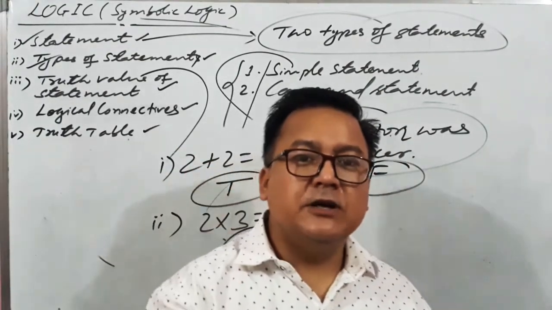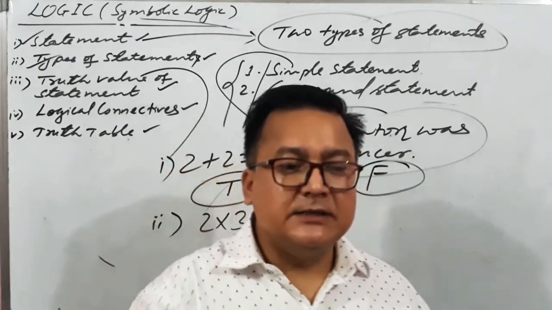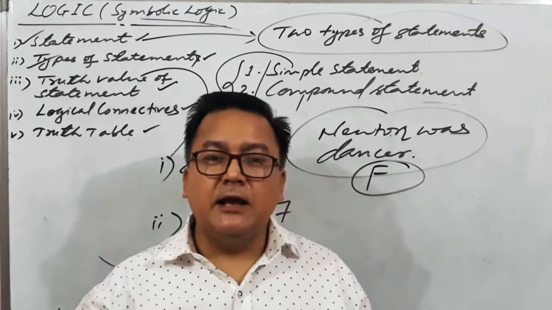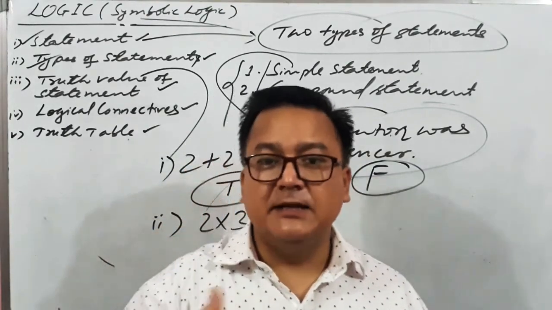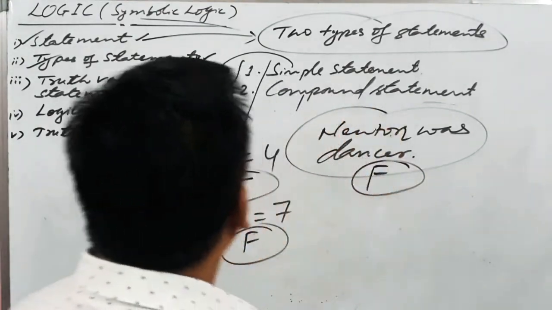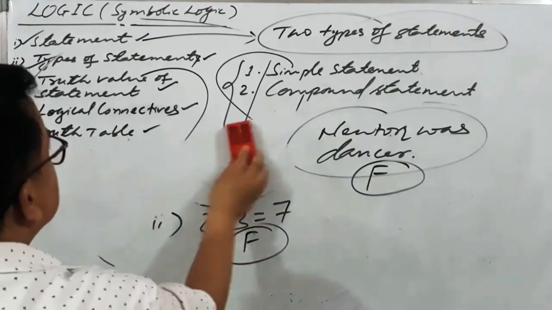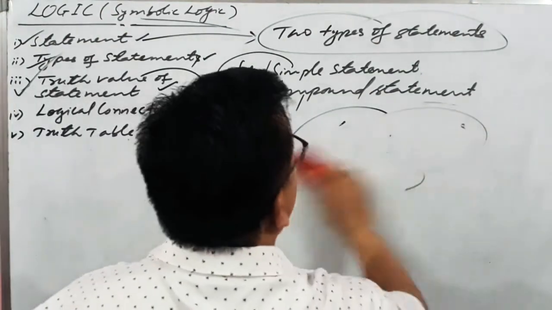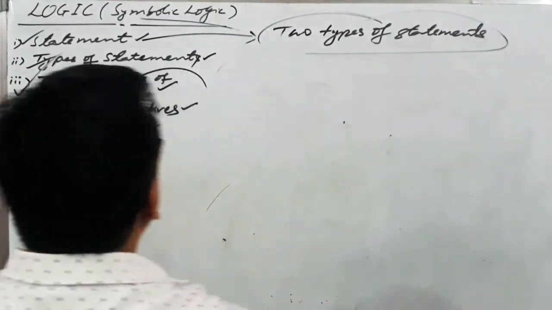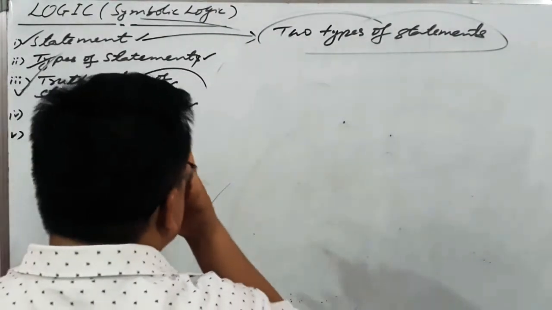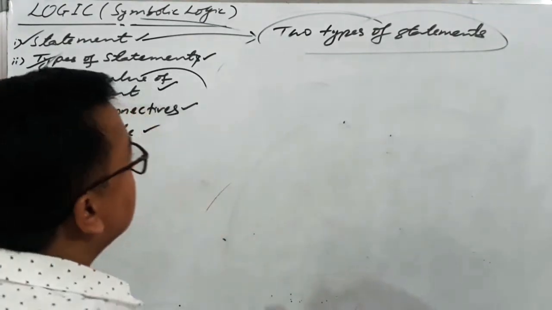If the statement is true, then you can write down its truth value as capital T. And if the statement is false, then its truth value is denoted by capital F. This is also done. Now logical connectives. Let's talk about the logical connectives. We will discuss some limited phrases here.